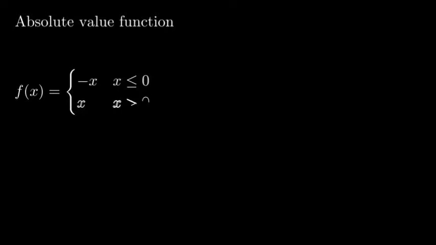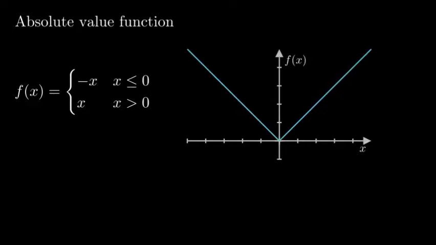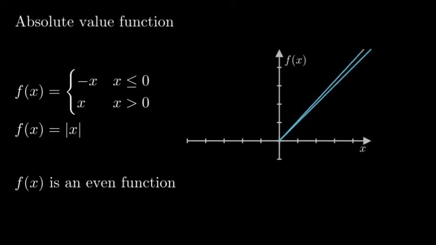There is one particular example of a symmetric function which is called the absolute value function. This function is defined as follows. If the value of its argument x is negative, it returns minus x, and if x is positive, it returns x itself. It is easy to see that the absolute value function is even, and therefore symmetric about the y-axis.